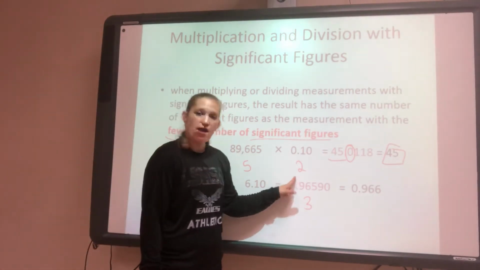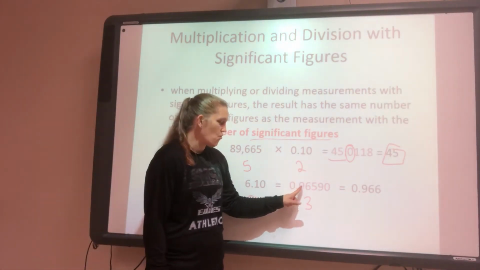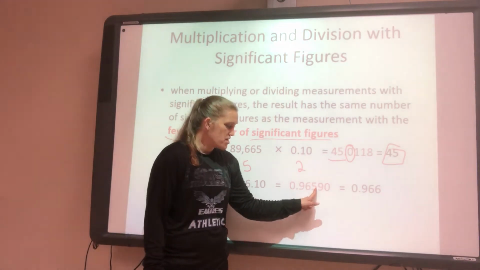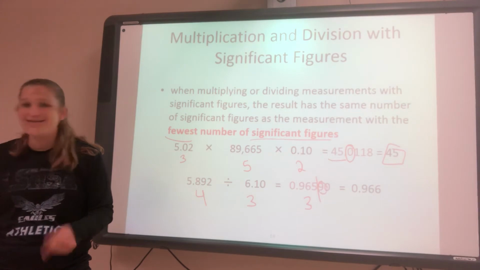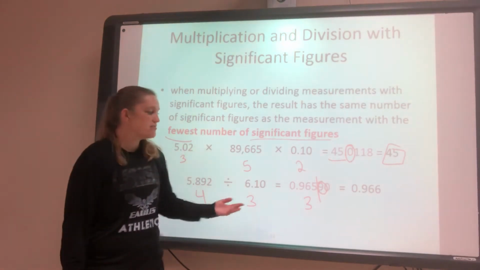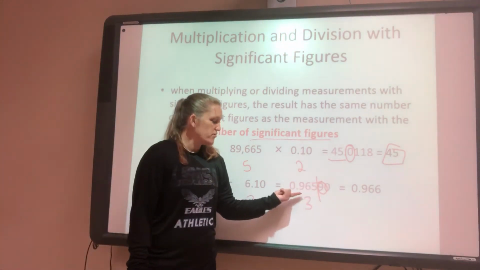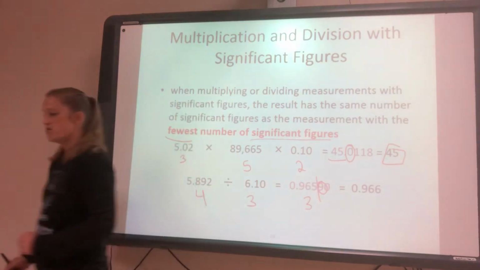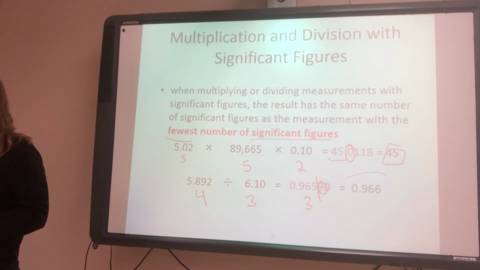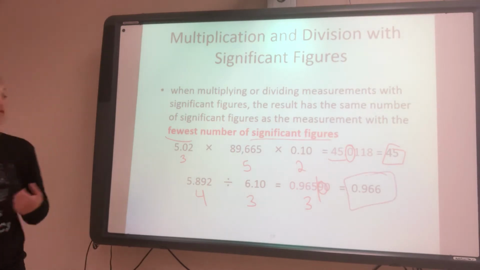Leading zeros don't count, so we just leave that. Then we go 1, 2, 3. So that's where it ends. But because this is a 9, remember, 9s mean that I have to round up, so that's why we get 0.966 as our final answer. So that's how we do it if it's multiplication and division.